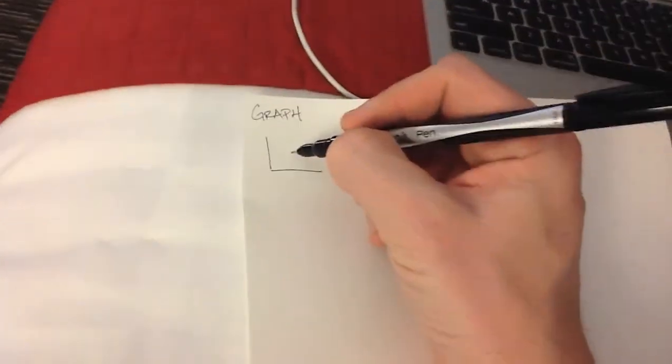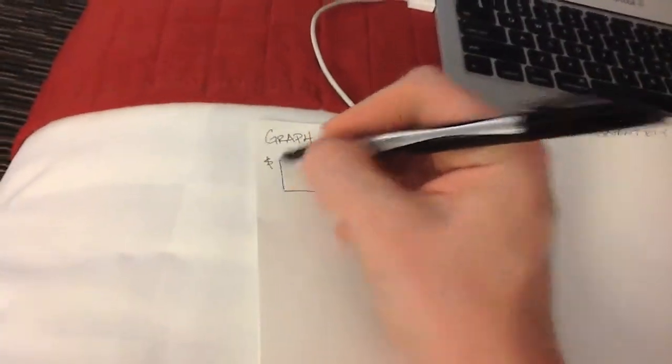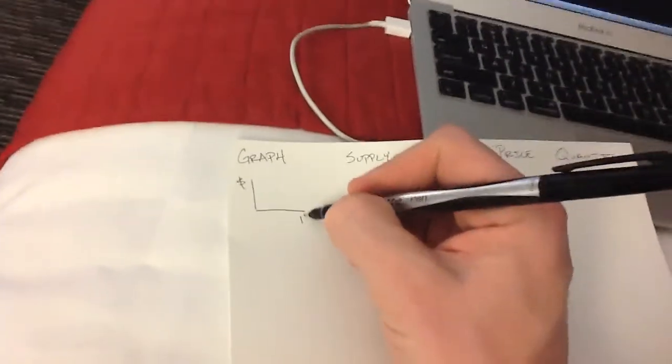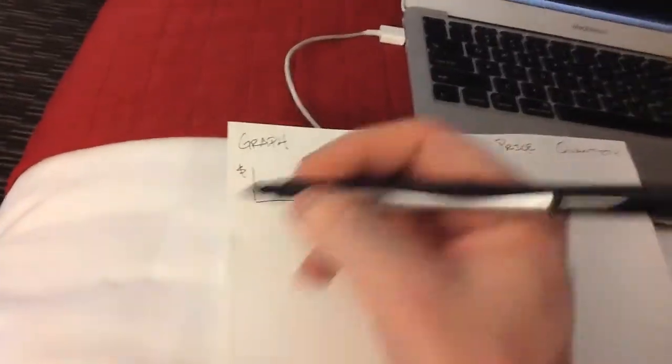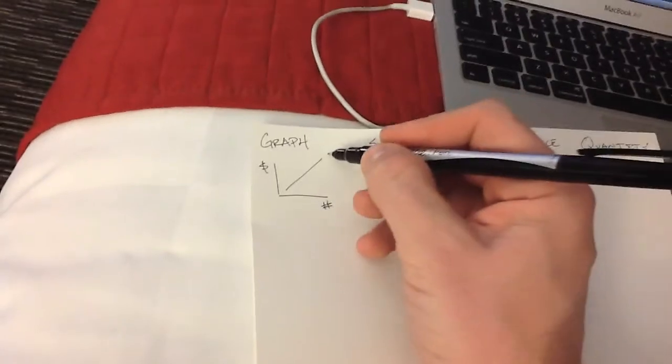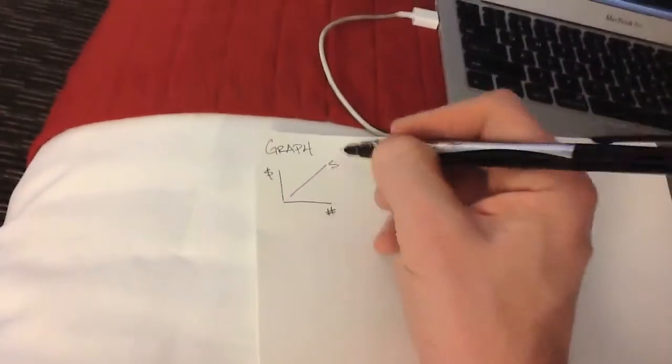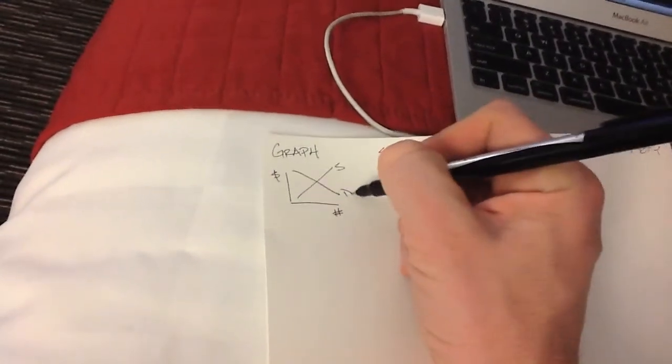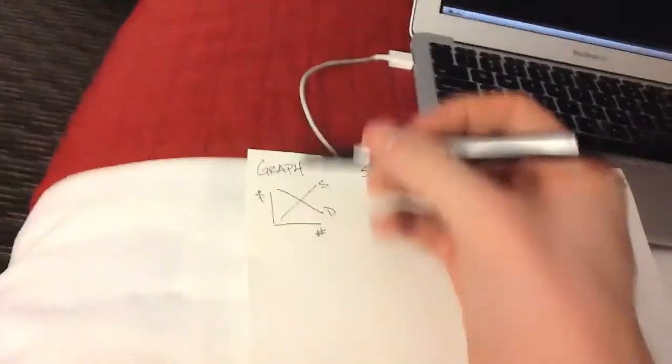All right, so first step, we got to draw a graph here. So we got price on the vertical, always on the vertical. Quantity, always on the horizontal. Hopefully you know that. We got supply with the upward slope, down sloping demand. So you might as well just draw that 20 times. 10 on the front, 10 on the back. You're going to start with that every time.